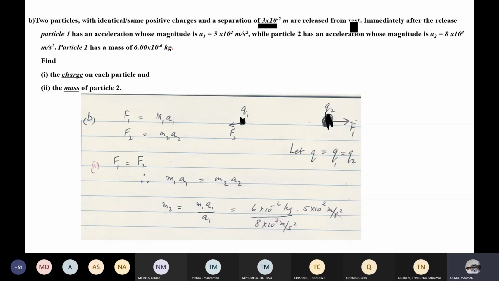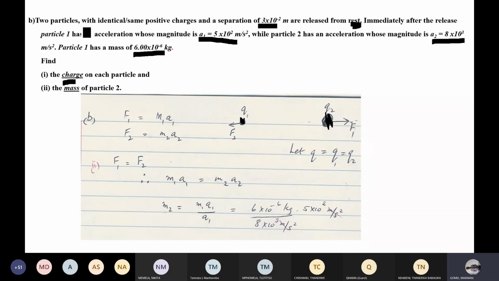And they are said to be released from rest, so you know most that we have got u. And immediately after the release, particle 1 assumed an acceleration of this, so you've got your A1 there, while particle 2 has got A2. This is going to be your A2. Then they told you that particle 1 has a mass of that, so you are given M1. And then they come and say, find the charge. In other words, you are asked to calculate the value of Q.